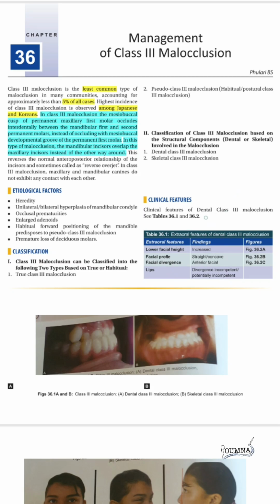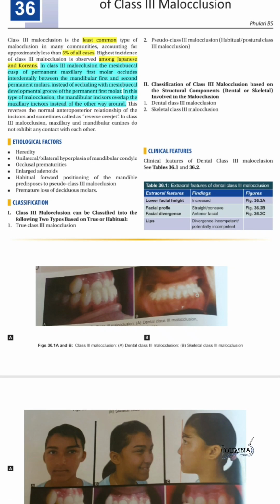It is defined as the occlusion of the mesiobuccal cusp of the permanent maxillary first molar between the mandibular first and second permanent molars, instead of occluding with the mesiobuccal developmental groove of the permanent first molar. It is observed with what is called an incisor overlap, where the mandibular incisors are overlapping the maxillary incisors.